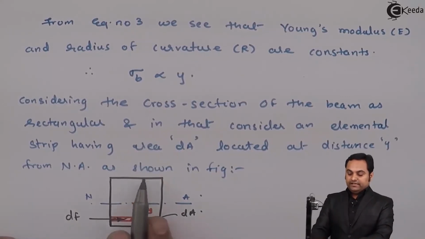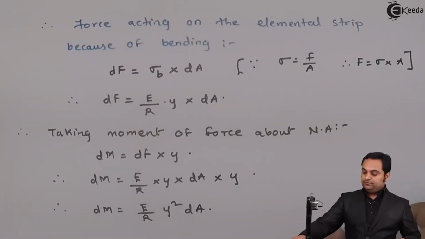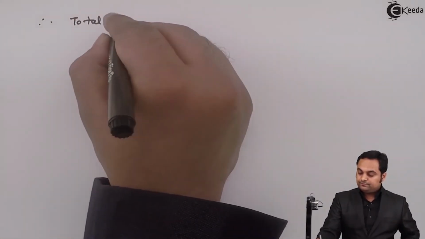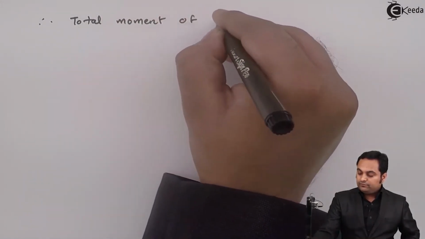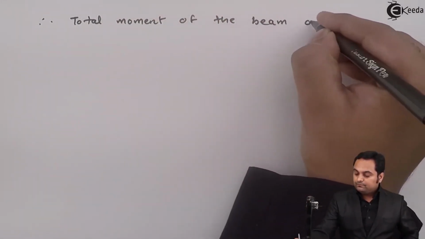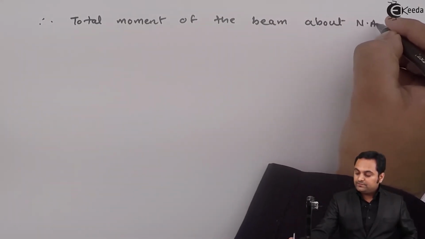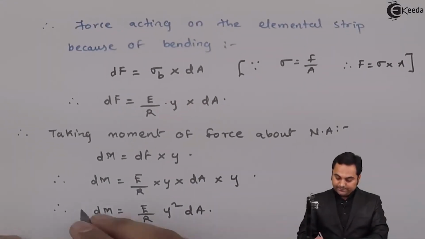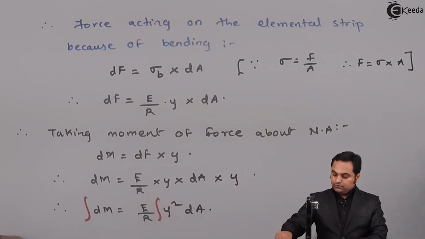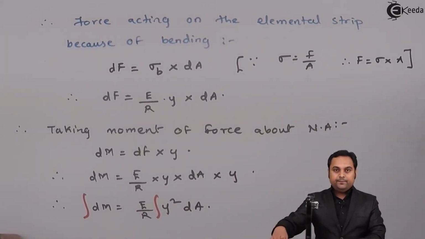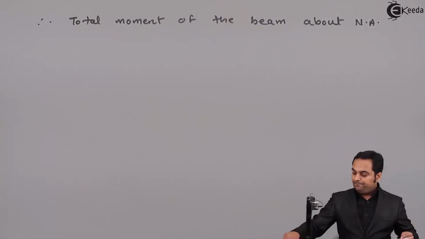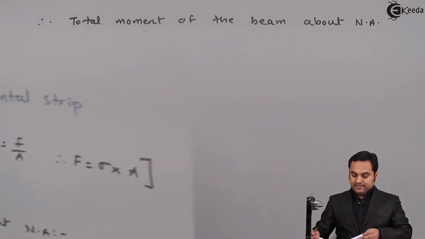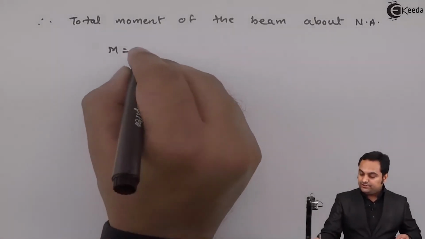Now if I consider the entire beam, then the total moment of the beam about neutral axis will be, for that total moment, here I will have to integrate this equation. So here integration of dm will become capital M. Next, after this, here E by R, I'll keep it as it is because it is a constant.